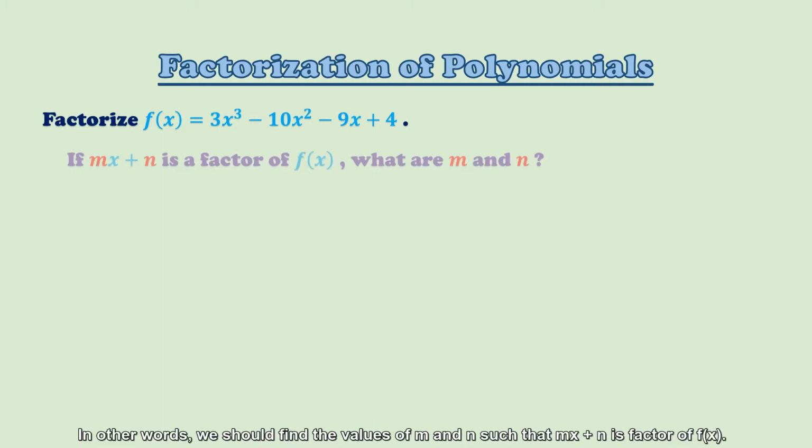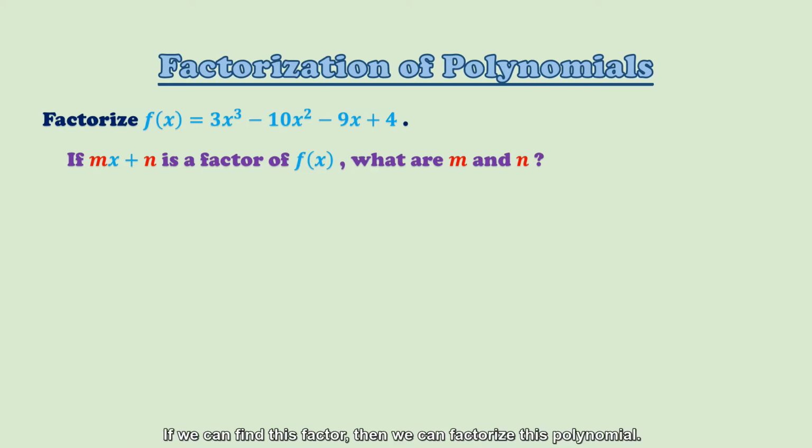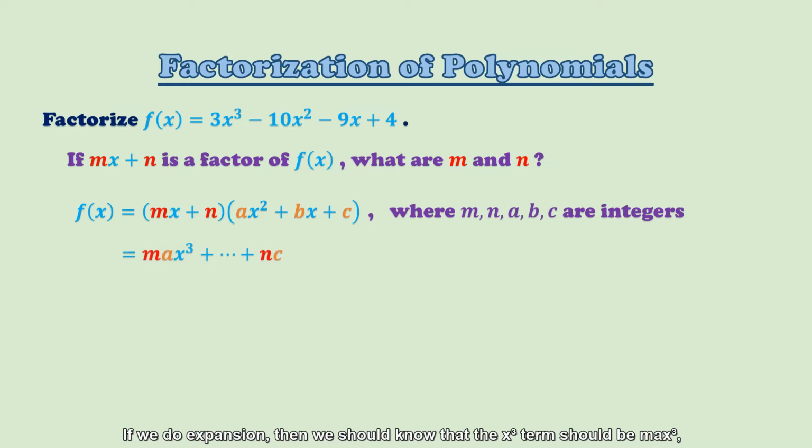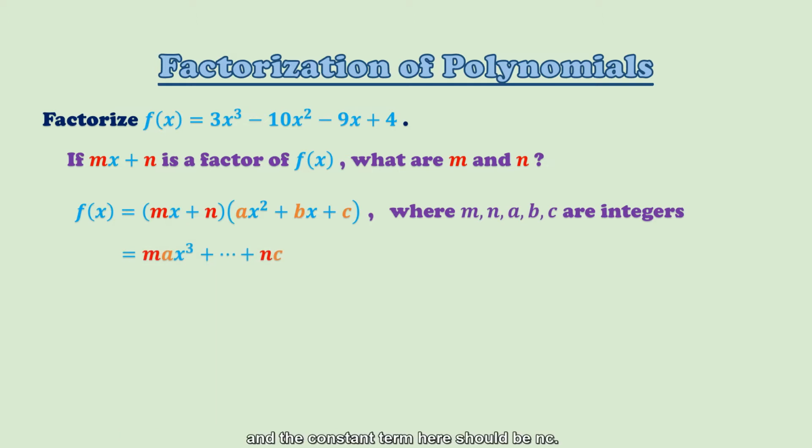In other words, we should find the values of m and n such that mx plus n is a factor of f(x). If we can find this factor, then we can factorize this polynomial. If we assume that mx plus n is a factor of f(x), that means f(x) can be expressed in the form of (mx plus n) times (ax squared plus bx plus c), where m, n, a, b, c are integers. If we do expansion, then we should know that the x cubed term should be max cubed, and the constant term here should be nc.